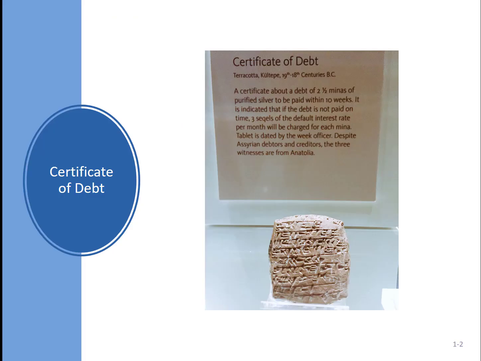This picture shows us a certificate of debt from the 19th century BC. As you can see, financial instruments are more than 40 centuries old. So as sciences, mathematics and physics are thousands of years old too. Even though financial instruments are old, finance as a science is not very old. It's a couple of hundred years old. It's from around the 18th century.